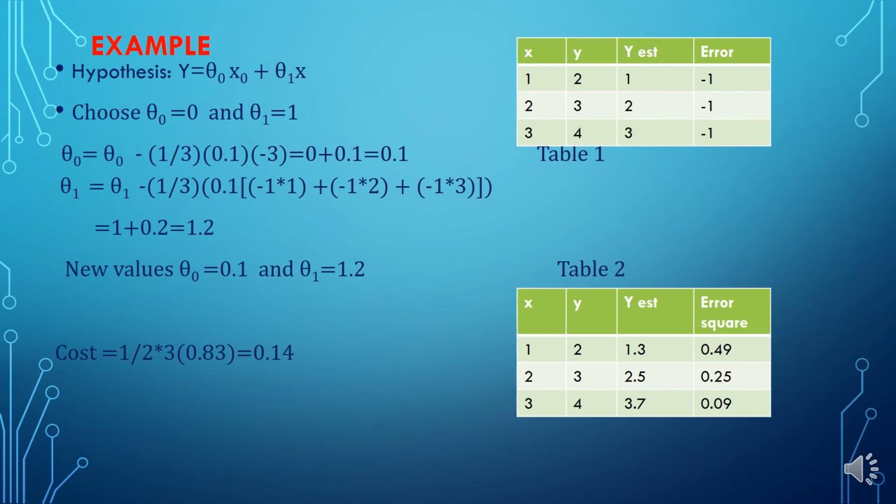So we have not yet reached the target. Our target is 0.001 for the cost. So we have to iterate again. We do this iteration till we reach the target, that is, the cost gets reduced to less than or equal to 0.001.